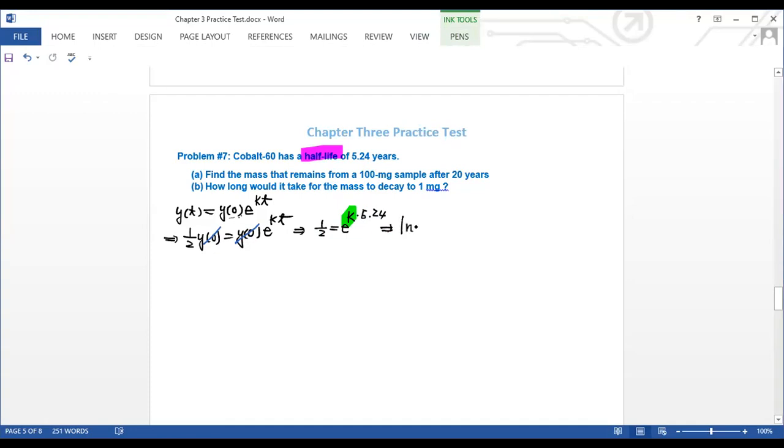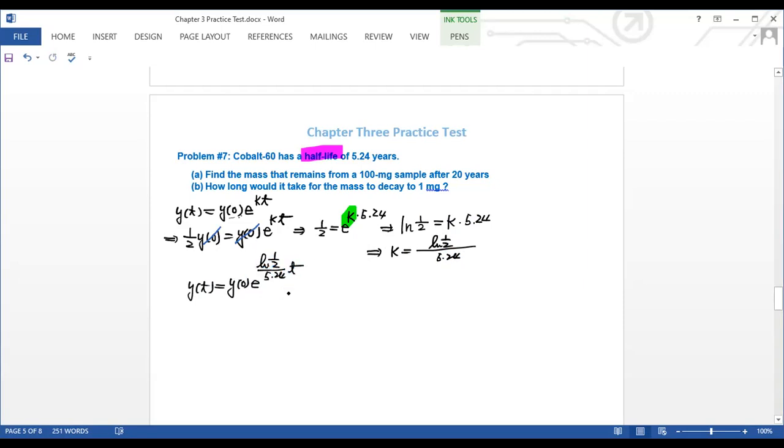I will take the natural log of both sides. So this is natural log of 1/2. Because natural log and e are inverse functions, what I have here is k times 5.24. So my rate k will be the natural log of 1/2 divided by 5.24. Now I can put it back into my equation: y(t) is equal to y0 times e to the power of the natural log of 1/2 over 5.24, times t.